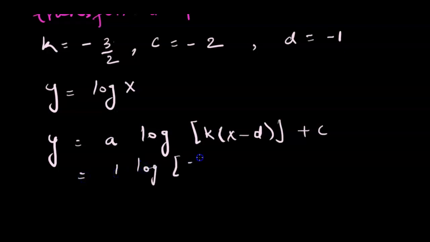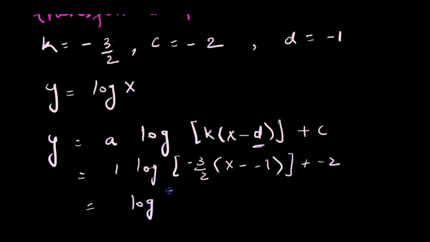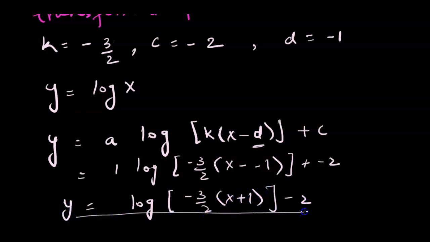K is negative 3 over 2, so we'll put negative 3 over 2 here. X minus d, so it's minus 1. In place of d, we put minus 1. Plus c is a minus 2. The 1 you do not have to show, or you can show it, it's up to you. So it gives you y = log of negative 3 over 2 (x plus 1) minus 2. And that's the equation that we would get from the question.